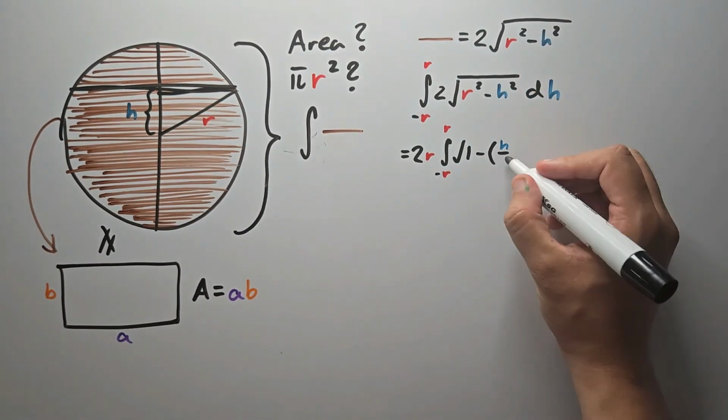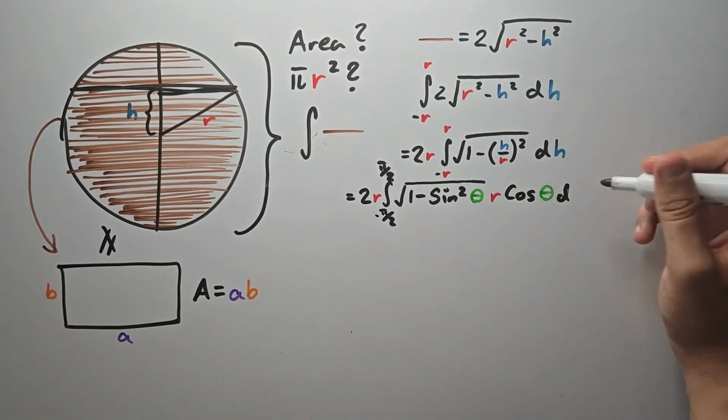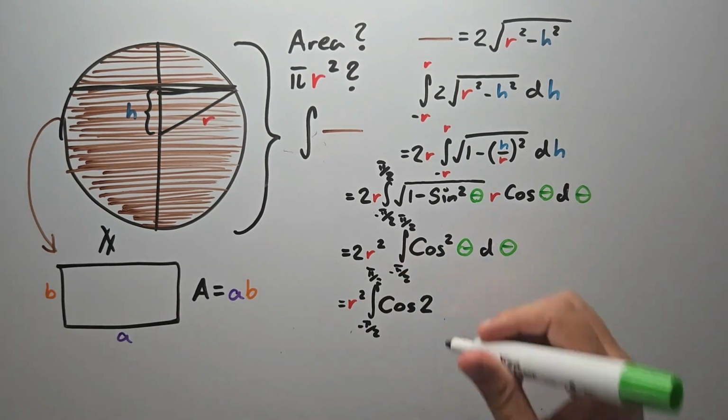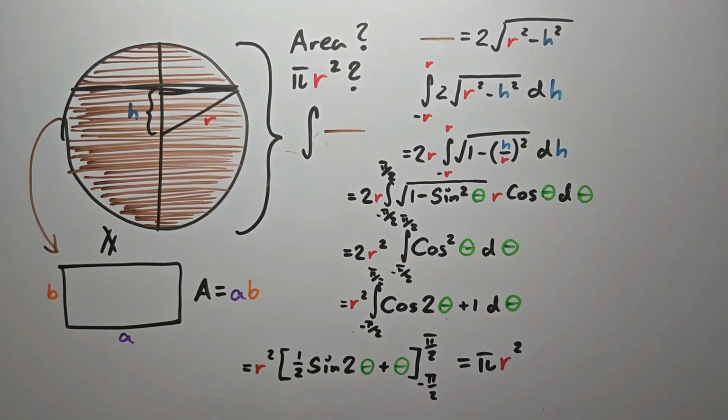Now this video won't go over how to calculate integrals, we're just going over how to use them to solve problems. So we're simply going to fast forward the calculation, and at the end we get pi times r squared, which is exactly the area of a circle.